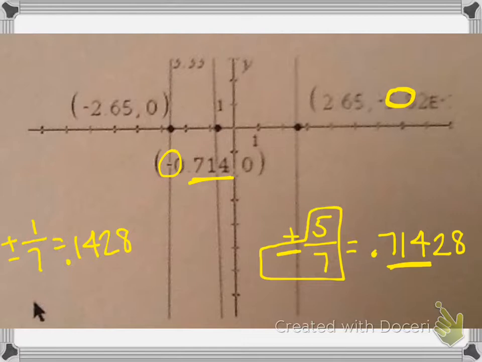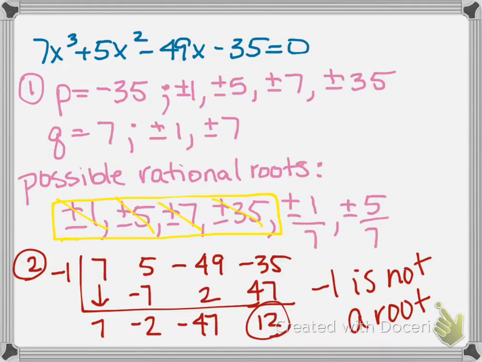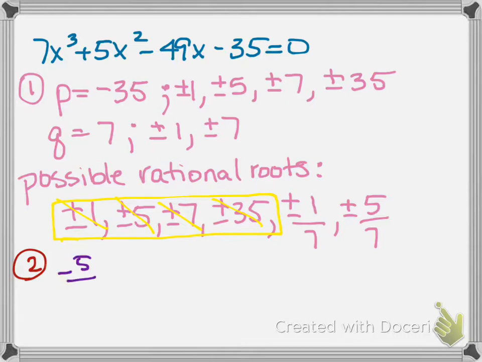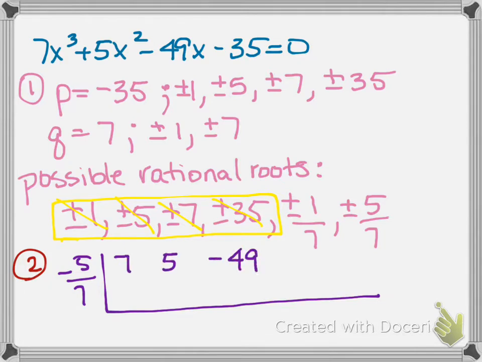So let's try the synthetic division with the root that I just located on the graph. So negative 5/7. So back to here, I'm going to erase this guy here. Again, you can just cross out, I just don't have enough room. So let's do negative 5/7, and we'll do the rational root theorem there. So the synthetic division.